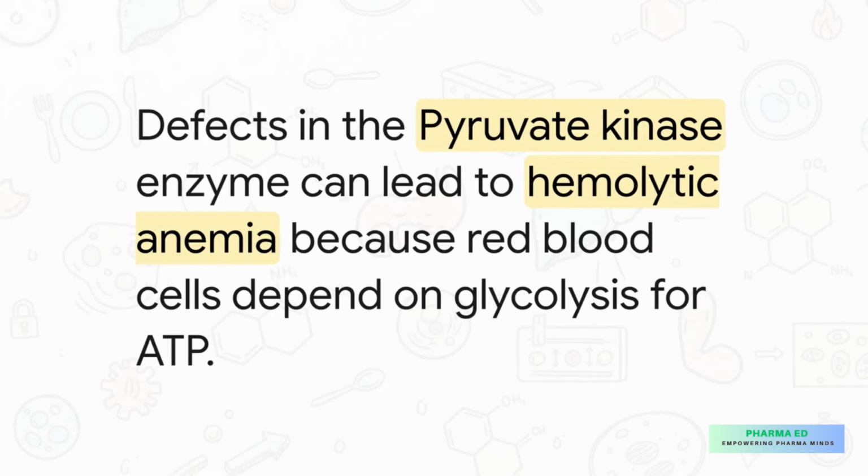And this is a perfect example of why this biochemistry stuff really matters for us as pharmacy students. You see, our red blood cells, they depend entirely on glycolysis for their energy. So if that final enzyme, pyruvate kinase, is deficient, these cells just can't make enough ATP. They become fragile and they literally break apart, and that leads to hemolytic anemia.